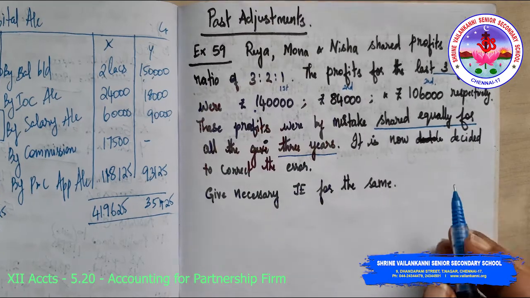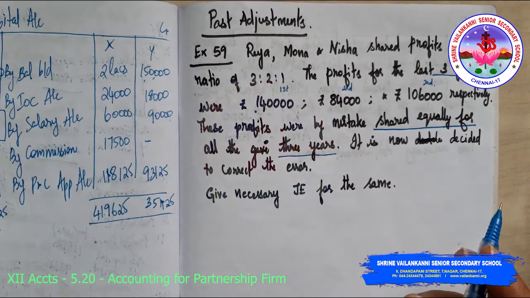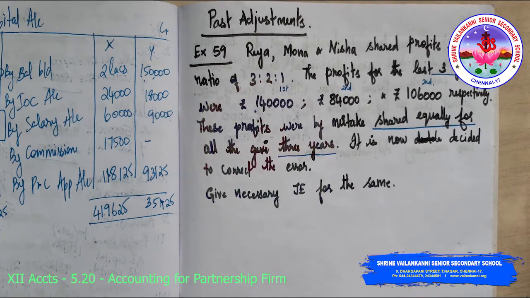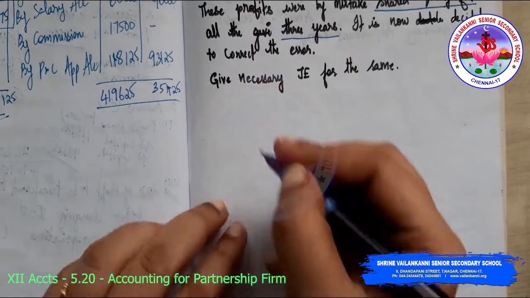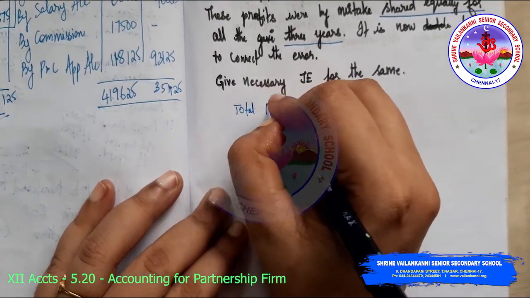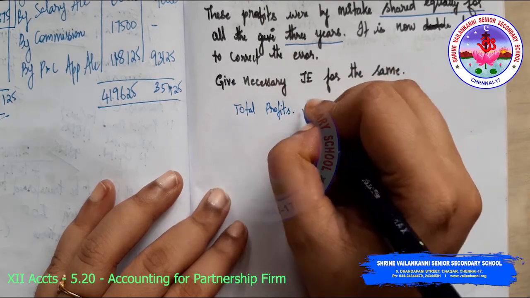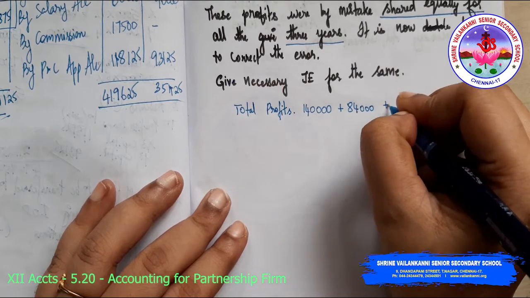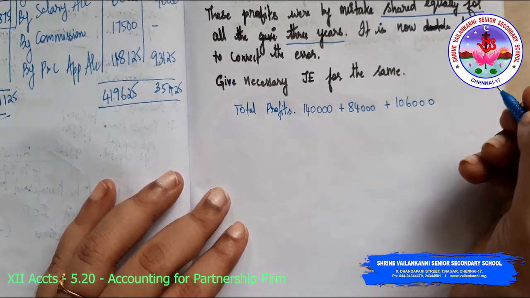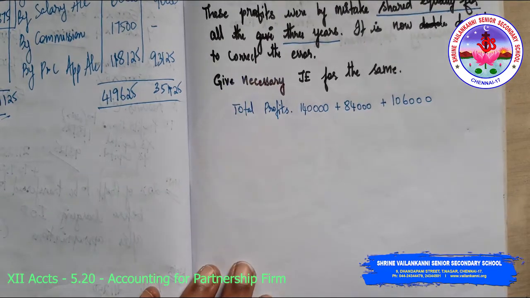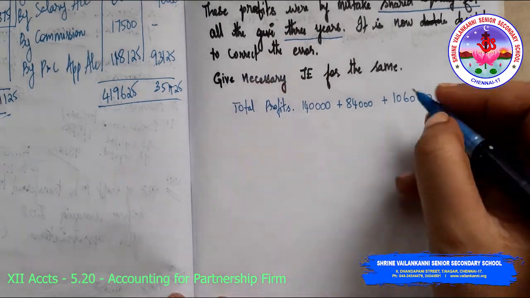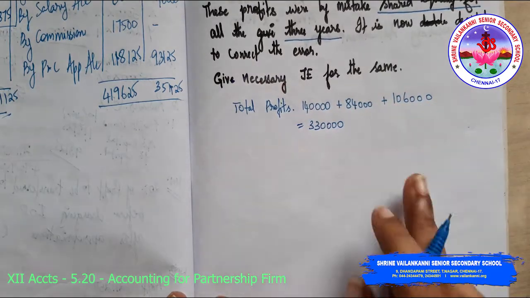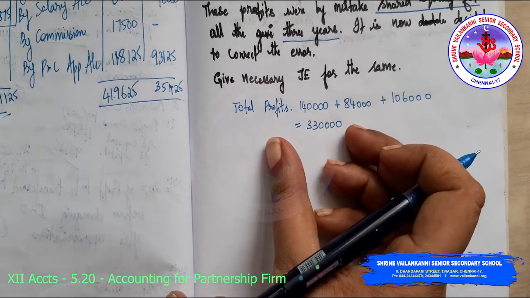Now it is decided to correct the error. Give the necessary journal entry for the same. Now, what is the total profit? 1,40,000 plus 84,000 plus 1,06,000. Totally it is 3,30,000. This has to be the total profit, 3,30,000.